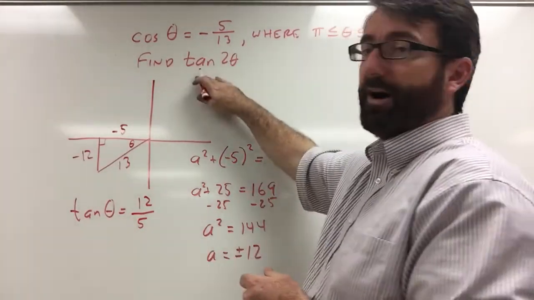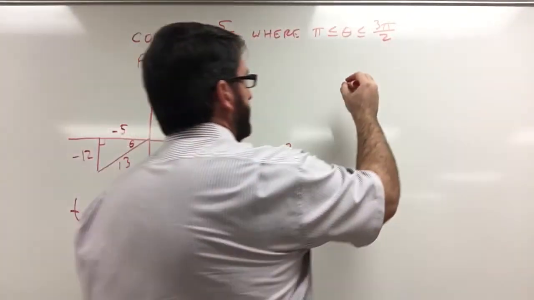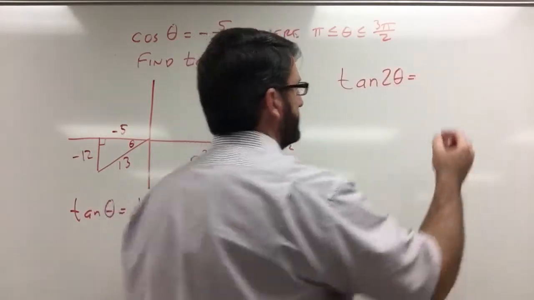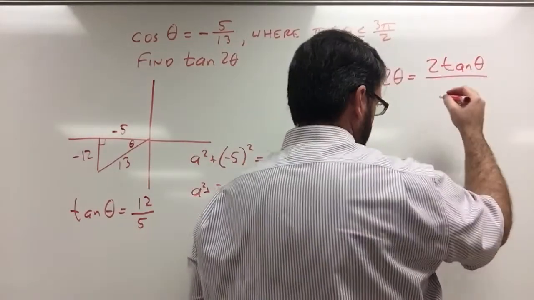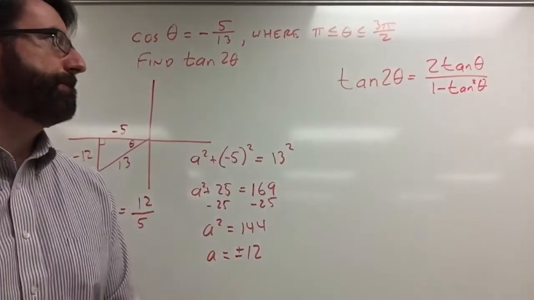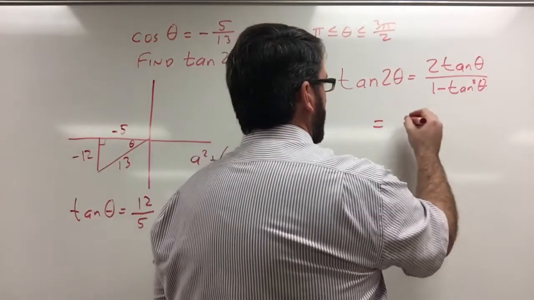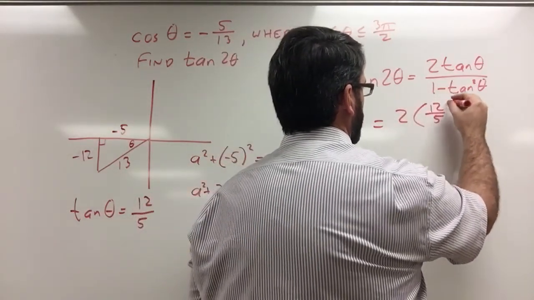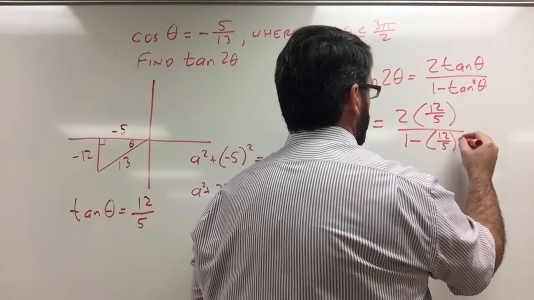Now we're asked to find the tangent of 2 theta. So we need to use our double angle identity, which is that the tangent of 2 theta is equal to 2 times the tangent of theta divided by 1 minus tangent squared theta. And now we know tangent of theta, so let's plug that in. 2 times tangent of theta, which we just found was 12/5, divided by 1 minus 12/5 squared.